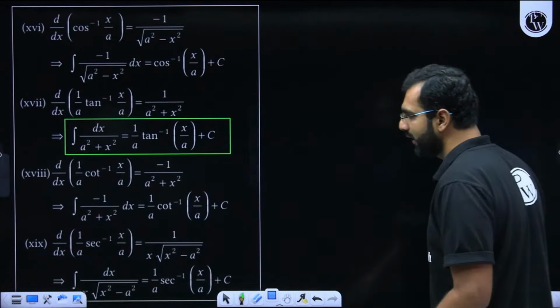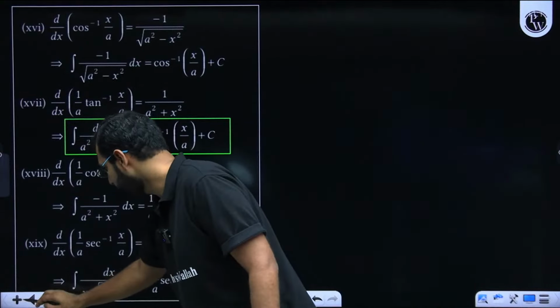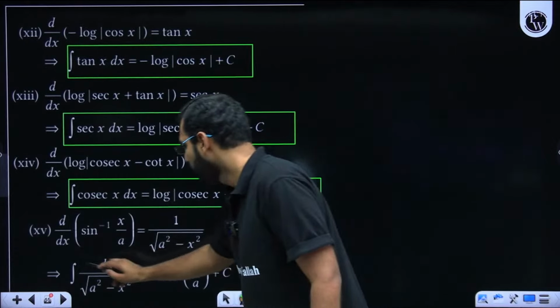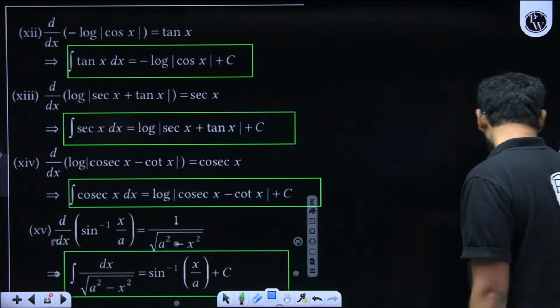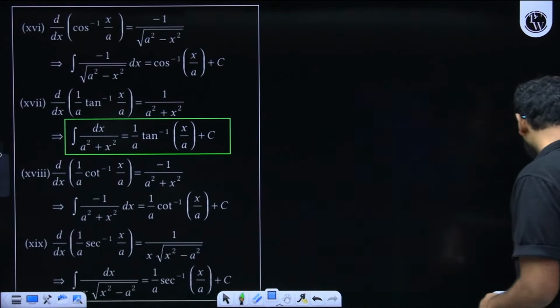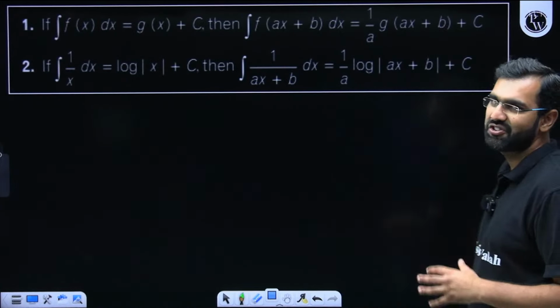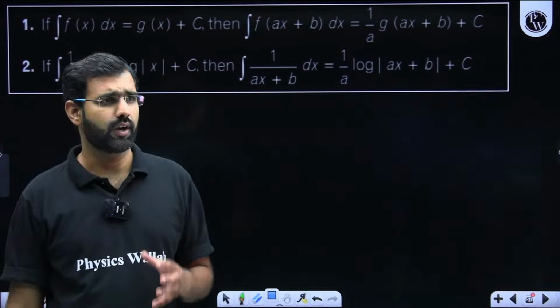Very, very dominantly used. And these results, which one? This one. Am I seeing it here in the last slide? Yes, this one. 1 upon under root of a square minus x square, sine inverse x upon a. These results you got to remember. I hope you will. With that, some more come into picture, and integration is something where it's all about memorizing the formulae. You got to learn a lot of formulae.